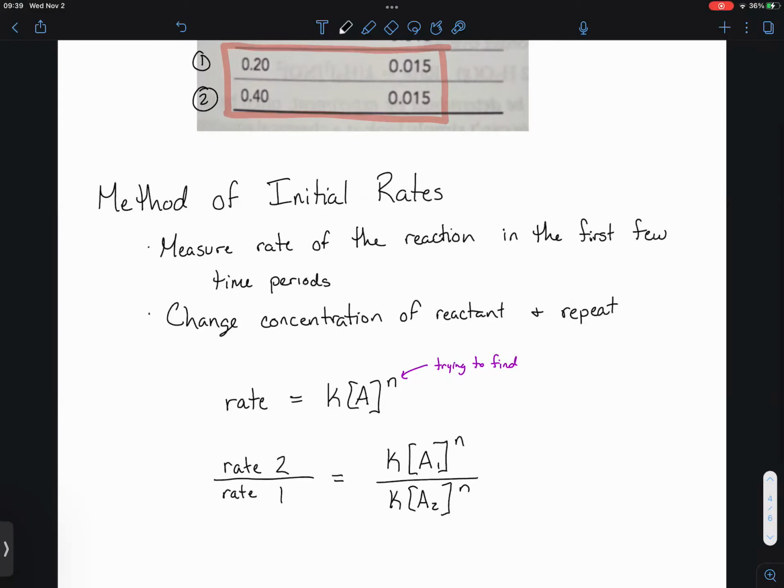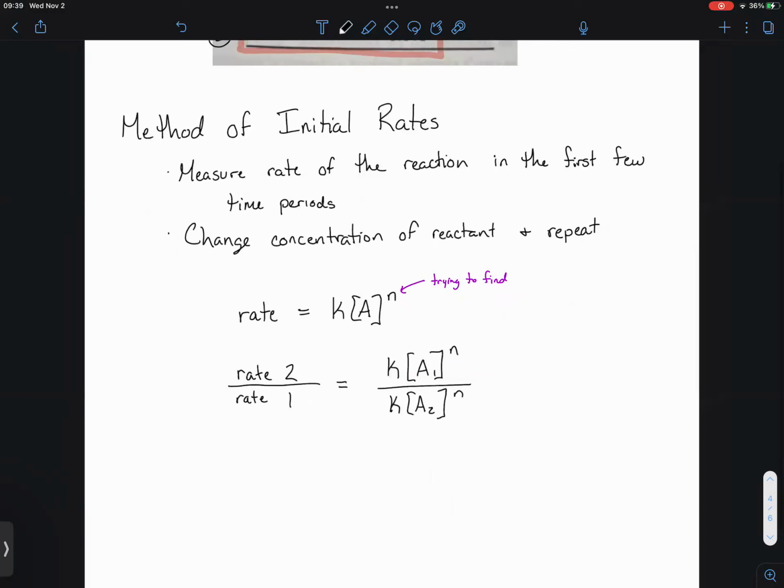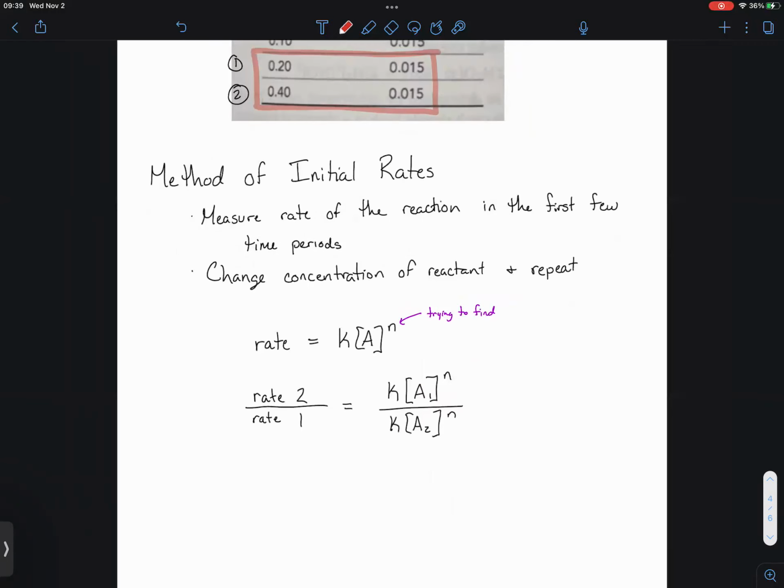Now, because this rate constant is constant, just like the name implies, it will actually cancel out, which is why this is going to be very useful. You don't actually have to know the rate constant in order to determine the order of the reaction.